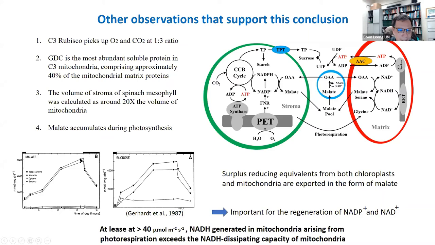So this is our model. During illumination, there is surplus NADPH because LEF generates more reducing power. And so this will be exported from the chloroplast through the malate-OAA shuttle in the form of malate. And then photorespiration also generates a lot of NADH in the mitochondrion, and the surplus has to be exported in the form of malate, and the malate will be stored in the vacuole. So this is why the malate will accumulate during illumination. And this is important because it can generate the NADP, so that the NADP can carry and serve as the electron acceptor of the linear electron flow.